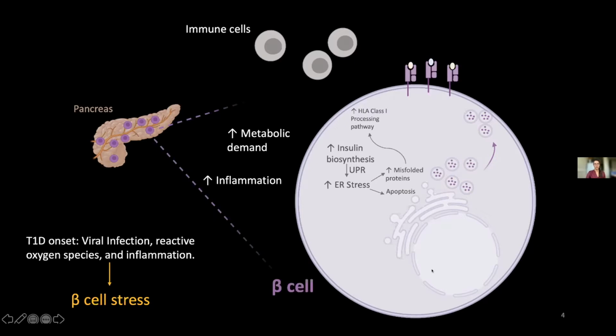And on top of all these things that I just described, viral infection, reactive oxygen species, and also inflammation are related or can be related with type 1 diabetes onset. And what all these things have in common is that they have beta cell stress as an initiation factor, suggesting that beta cell stress may be a common factor for the disease. So one thing that I'm particularly interested in is studying beta cell stress, and we will talk a little bit more about it later.